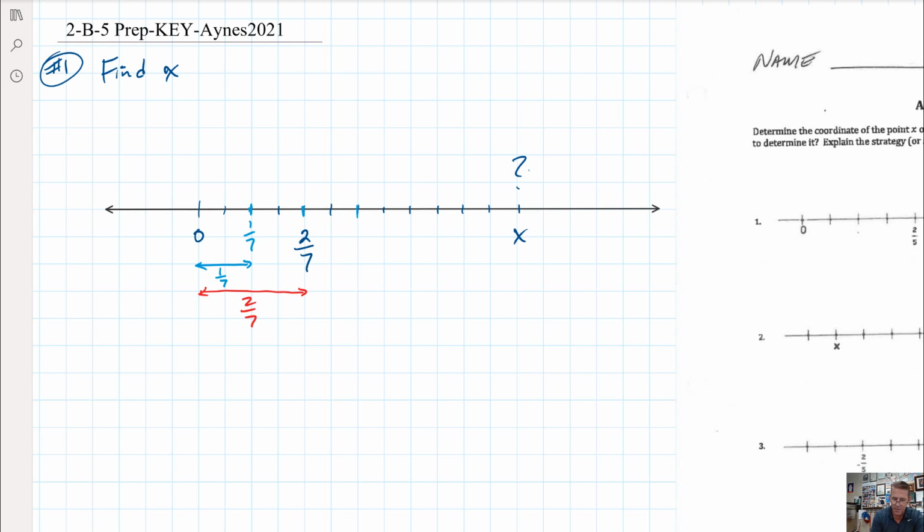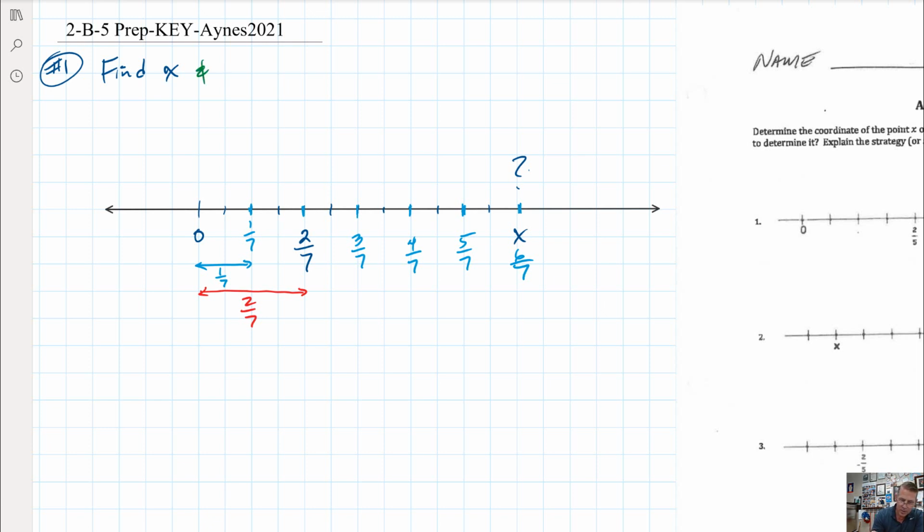So 0, 1/7, count every 2 spaces or every 2 units is another 1/7. So 1/7, 2/7, this should be 3/7. All right, 4/7. All right, 5/7. All right, and guess what? This should be 6/7. So that's one way you can approach this. So I found x.